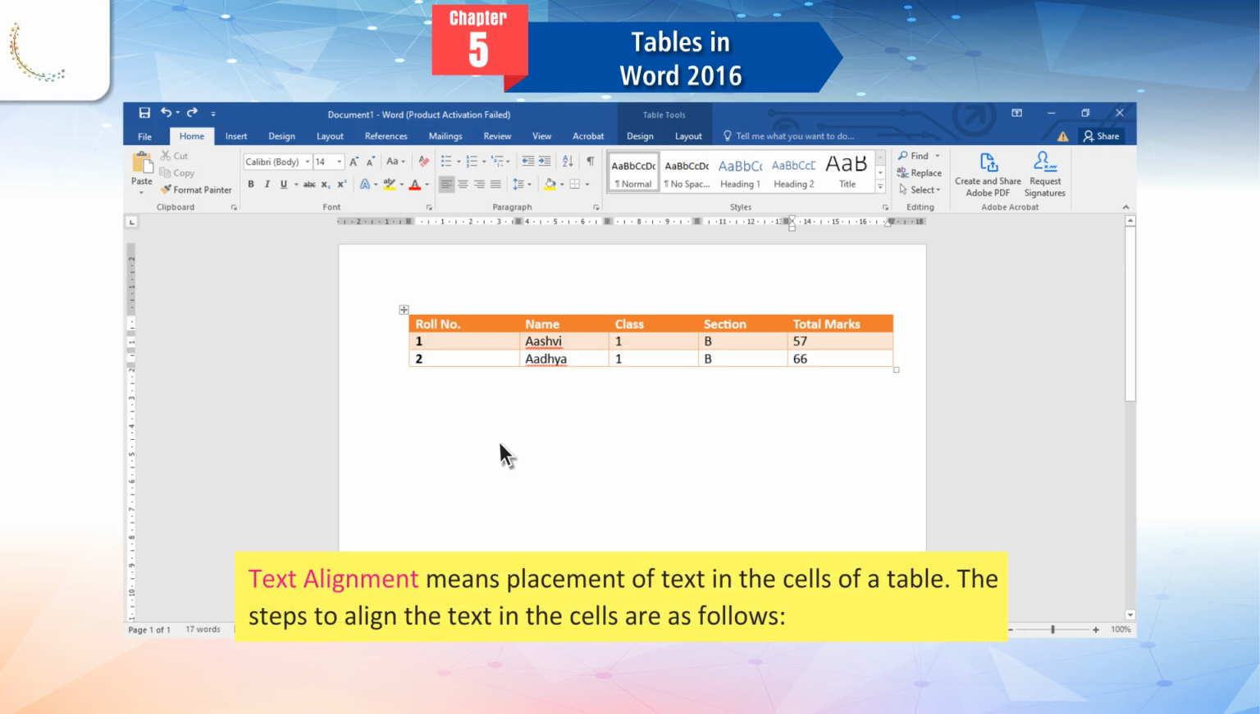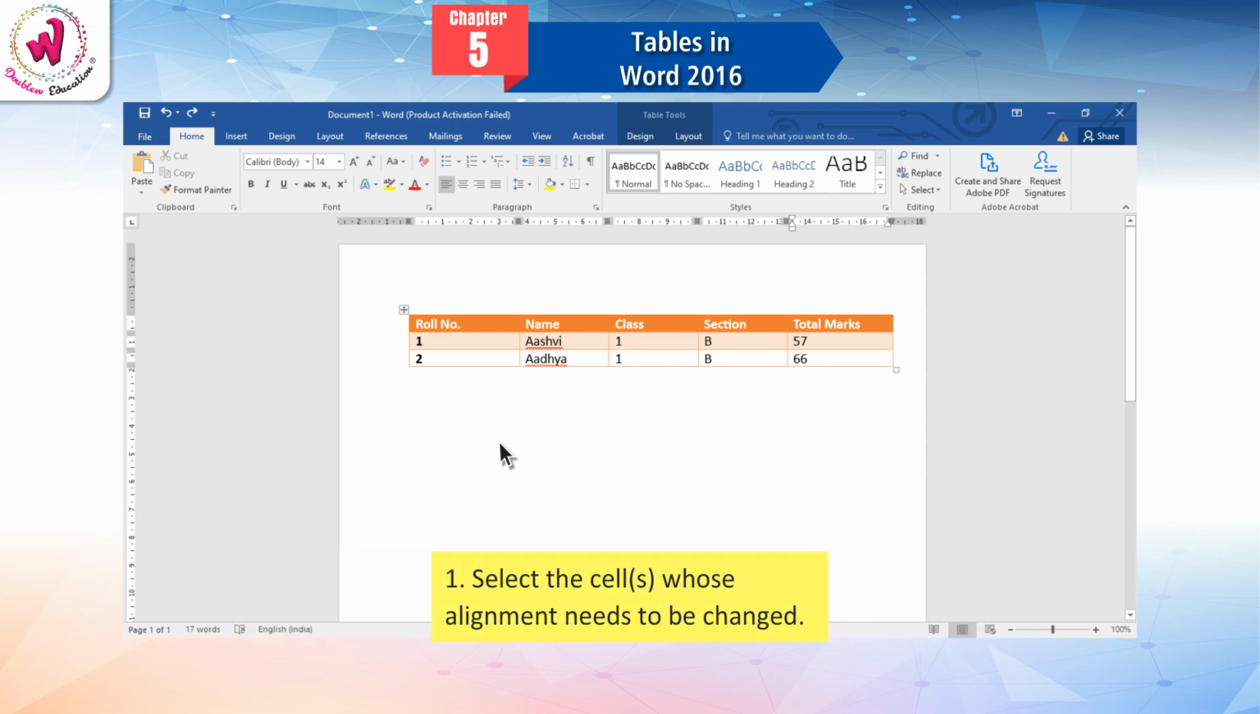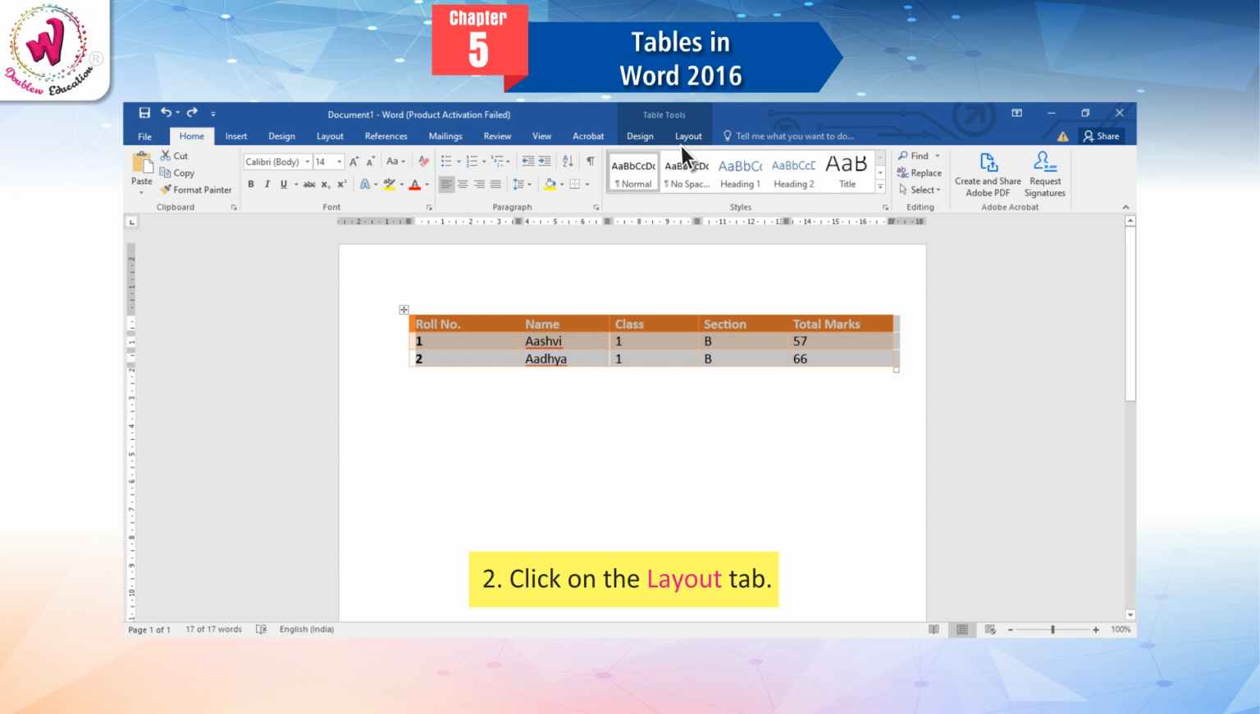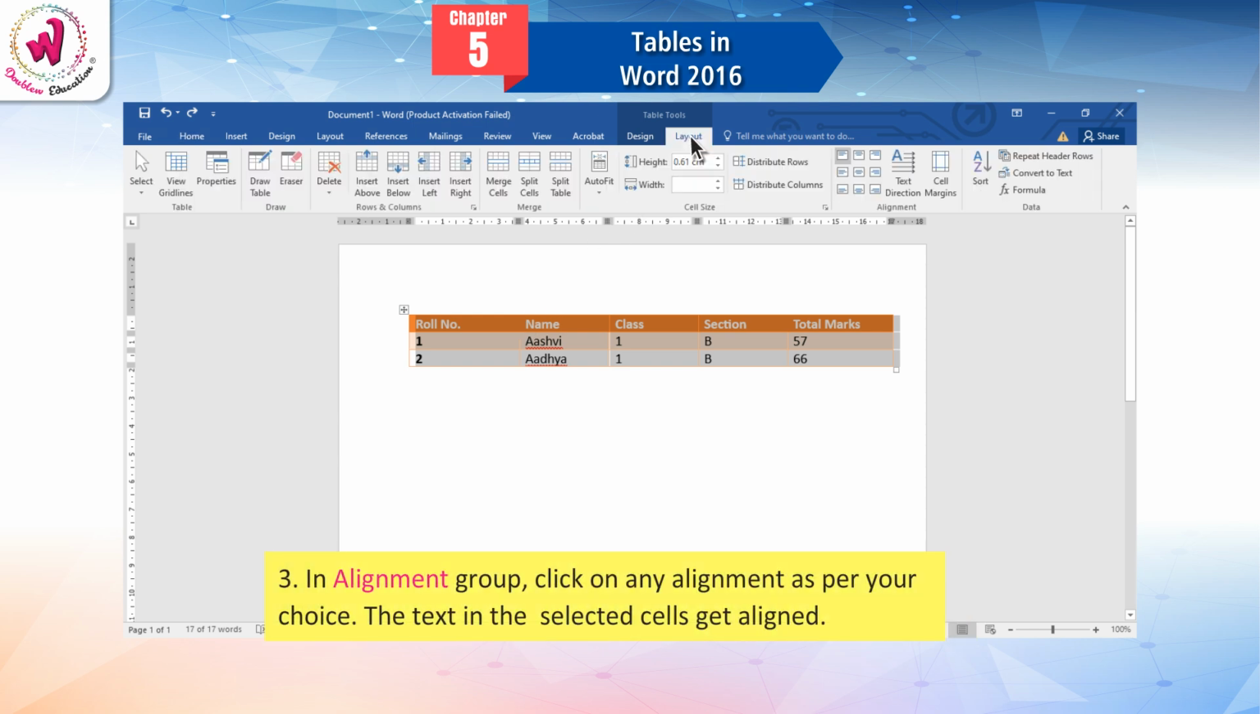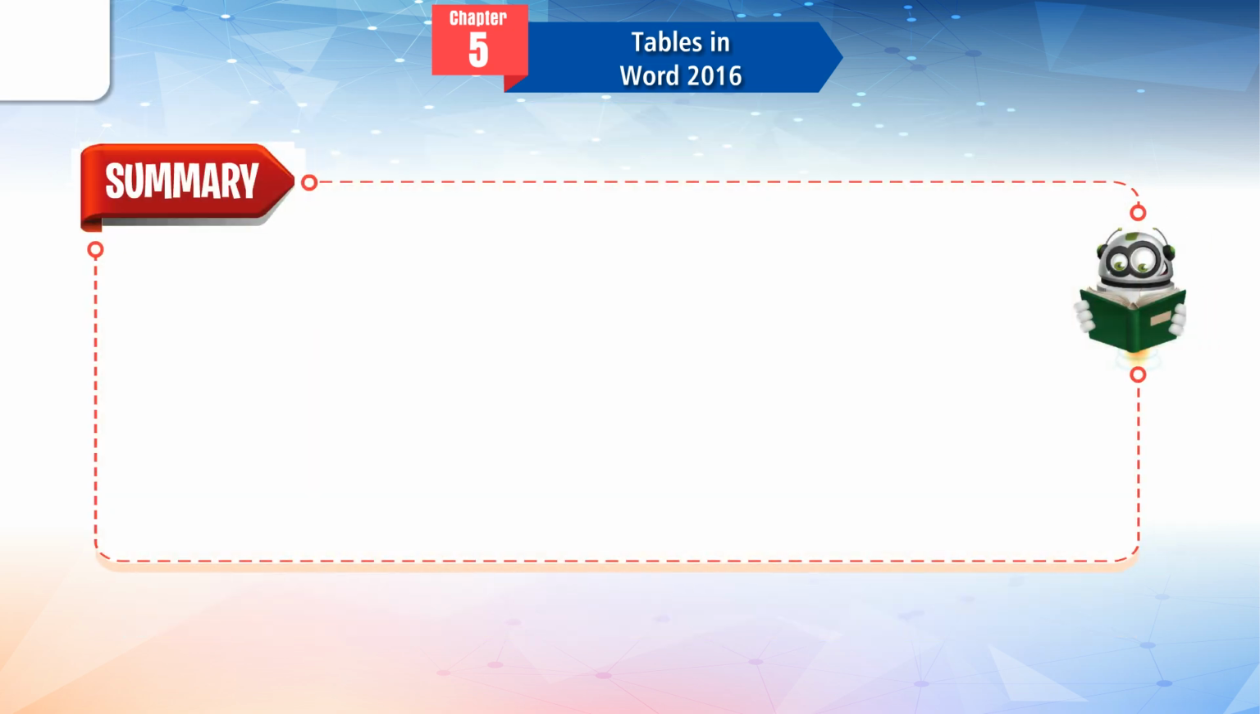Text alignment in the cells. Text alignment means placement of text in the cells of a table. The steps to align the text in the cells are as follows. 1. Select the cell or cells whose alignment needs to be changed. 2. Click on the Layout tab. 3. In Alignment group, click on any alignment as per your choice. The text in the selected cells gets aligned.